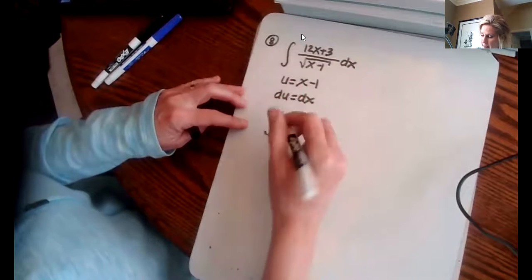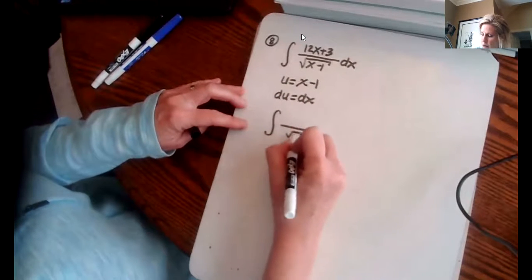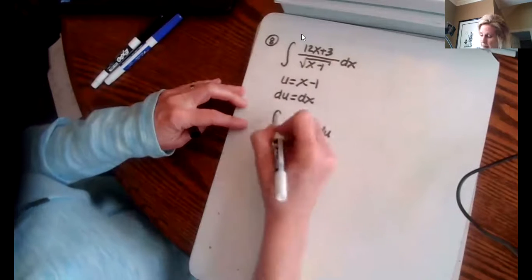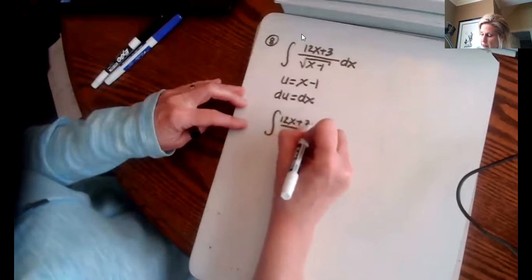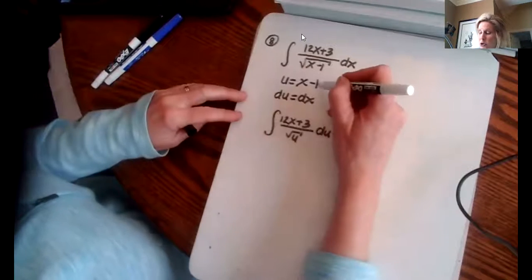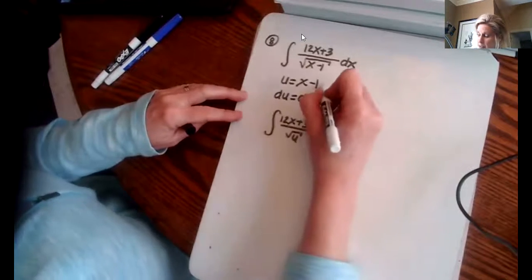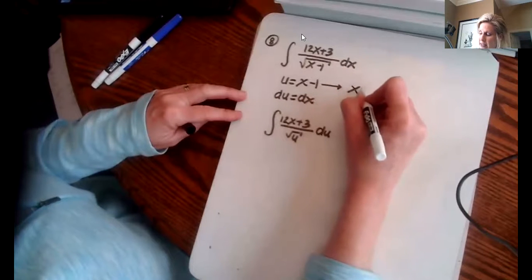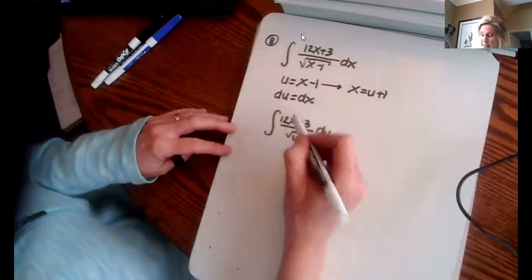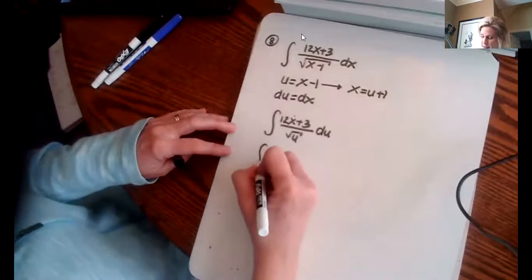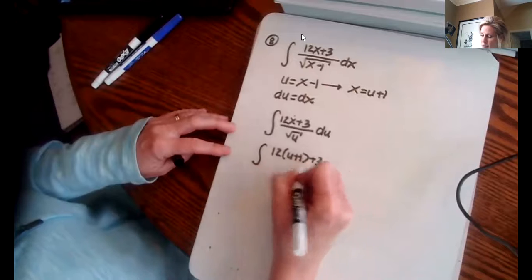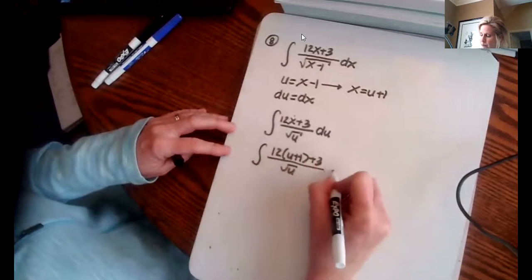So I immediately get the square root of u here, and dx I can replace with du, but I've got a little issue with 12x plus 3. Remember, guys, u was linear. So it's real easy then to say that x is u plus 1 and to replace the x there. That's real easy to do. So 12 times u plus 1 plus 3 over the square root of u.